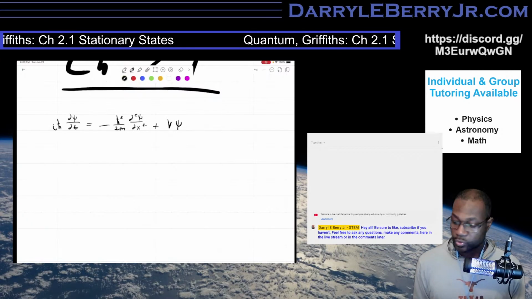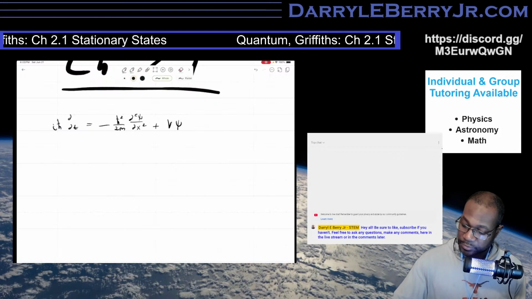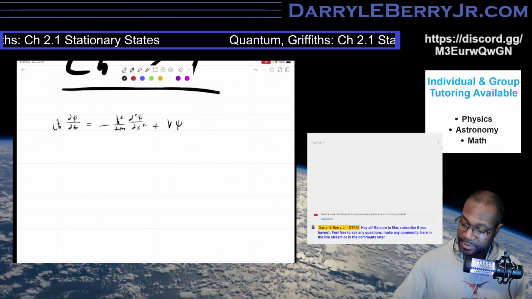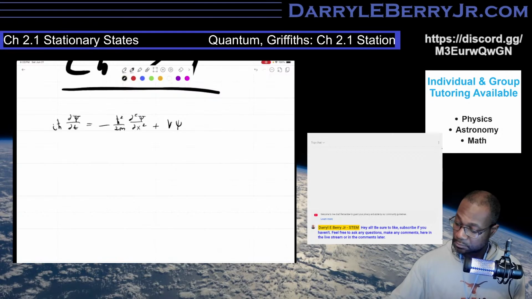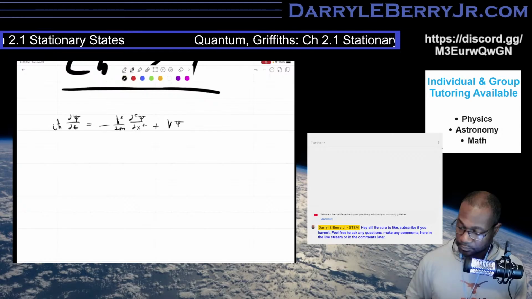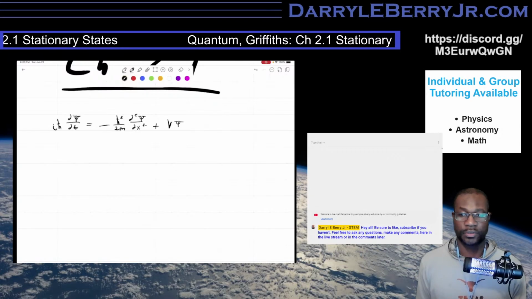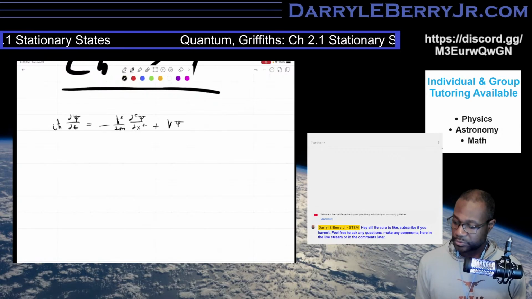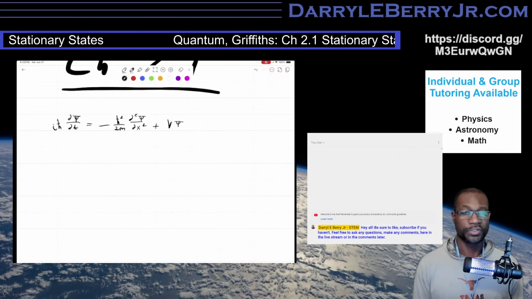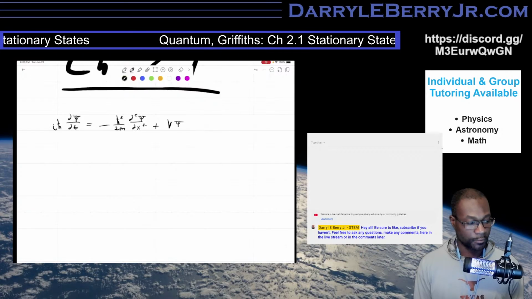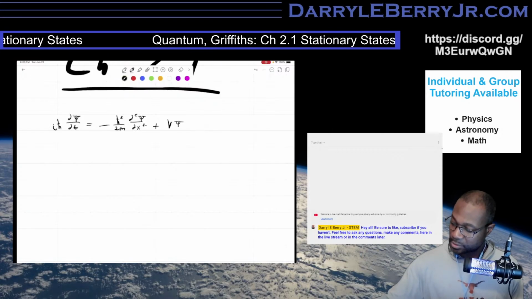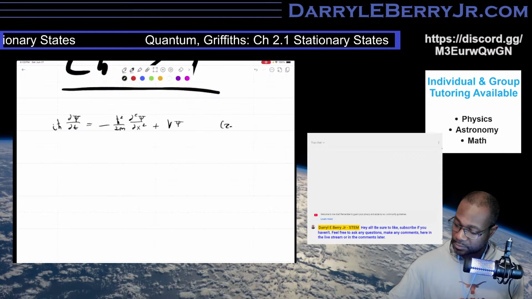Right, so this is the Schrödinger equation. I'll actually make this a capital psi. So this is the Schrödinger equation, an equation to find the wave function that describes the behavior of a quantum particle. And this is equation 2.1 in the book.